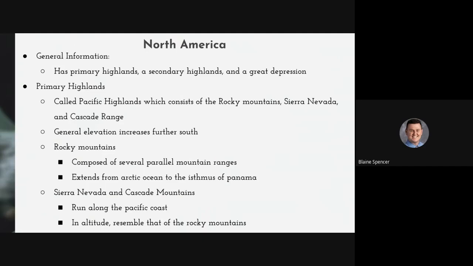North America has a primary highlands. On the opposite side, it has a secondary highlands, and then in the middle, it has a Great Depression. Okay, North America follows those rules to a T, and we're going to look at each one.